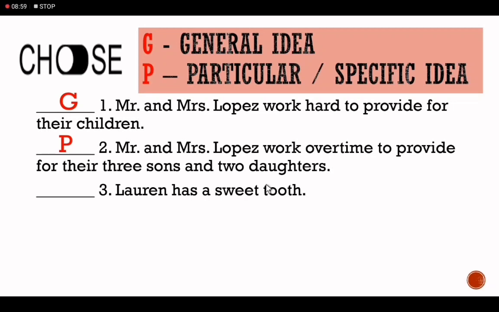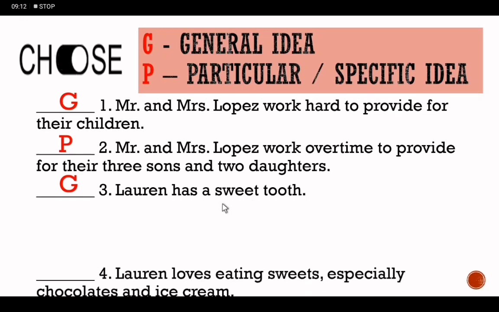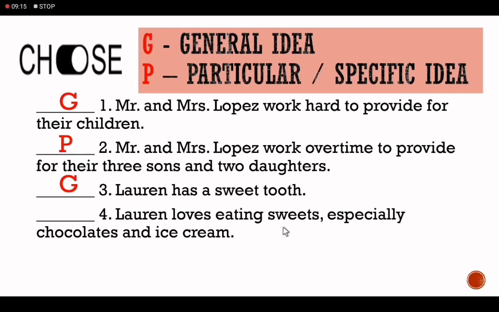Number 3, Lauren has a sweet tooth. General or particular? The answer? General. Why? Because it was not specified. We say Lauren has a sweet tooth. But try to look at number 4 sentence. Lauren loves eating sweets, especially chocolates and ice cream. Obviously, this is particular because now it specifies the sweets that Lauren loves to eat.